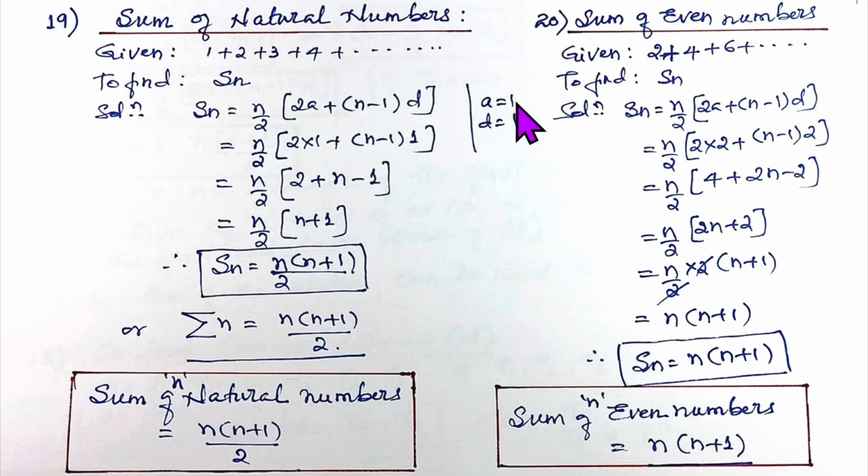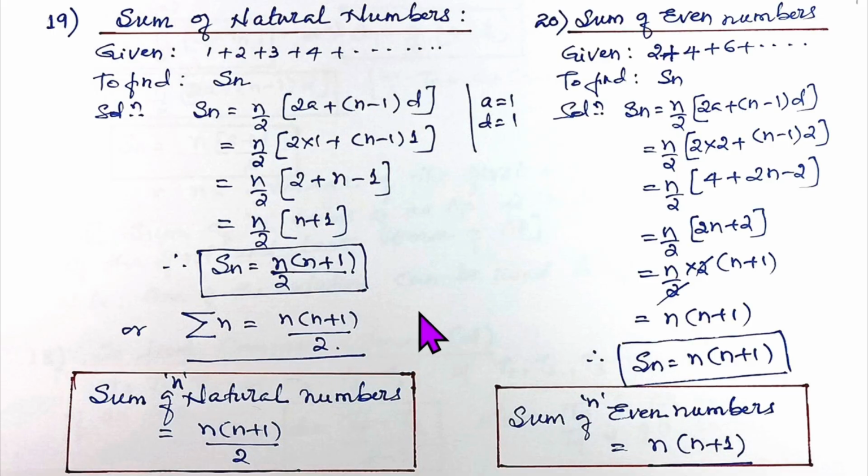So knowing a is equal to 1 and d is equal to 1, we substitute the values of a and d. So n upon 2 in the bracket 2 into 1 plus n minus 1 into 1. That is n upon 2 in the bracket 2 plus n minus 1, which is n upon 2 in the bracket n plus 1, because 2 minus 1 is 1. Therefore Sn is equal to n upon 2 in the bracket n plus 1, or the sum of natural numbers is equal to n in the bracket n plus 1 upon 2. Therefore remember, the relation to find the sum of n natural numbers is n into n plus 1 upon 2.